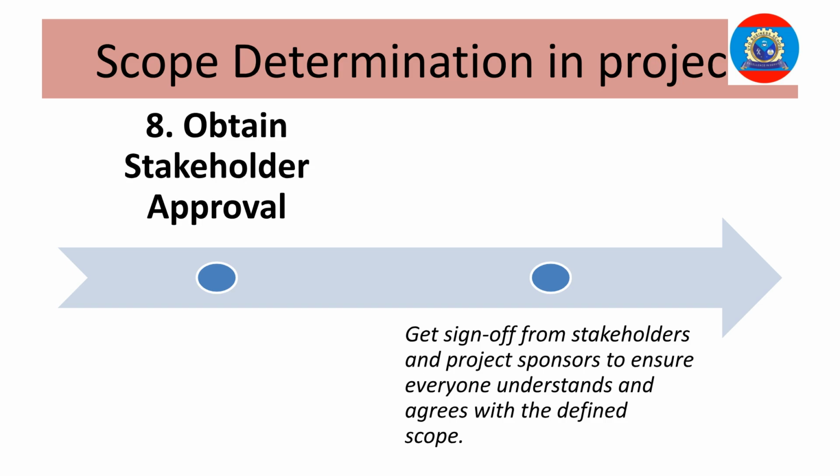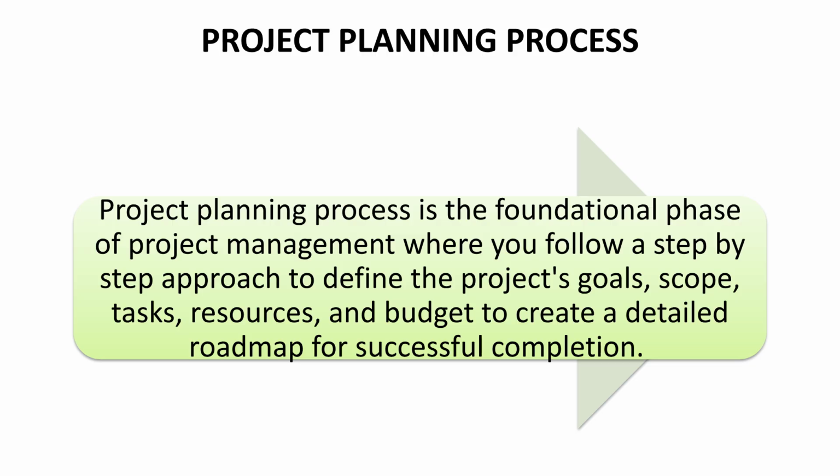Finally, obtain stakeholder approval. Get sign-off from stakeholders and sponsors to ensure everyone understands and agrees with the defined scope. The project planning process is the foundational phase of project management. It involves a step-by-step approach to define goals, scope, tasks, resources, and a budget to create a detailed roadmap.